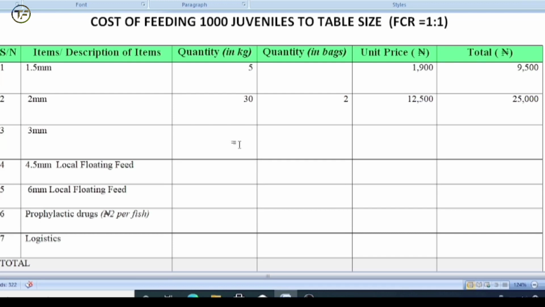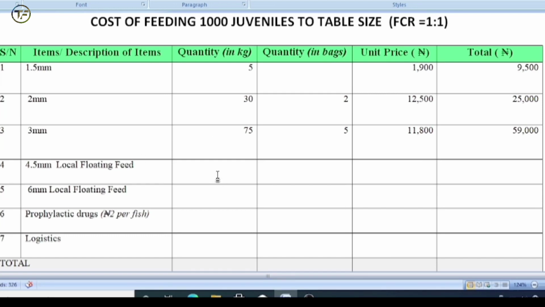Okay, so for 3 mm we are going to be needing 75 kg weight of feed. When this is translated to bags, you're going to have 5 bags, that is 15 kg each. At this size the price is around 11,800 naira. Multiplying that by the number of bags, you're going to have 59,000 naira.